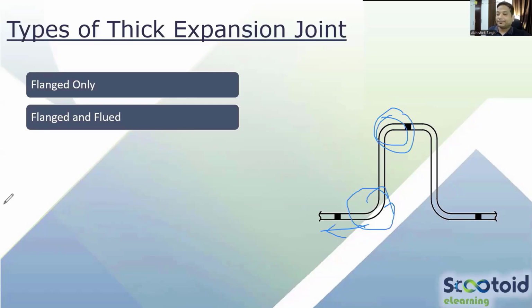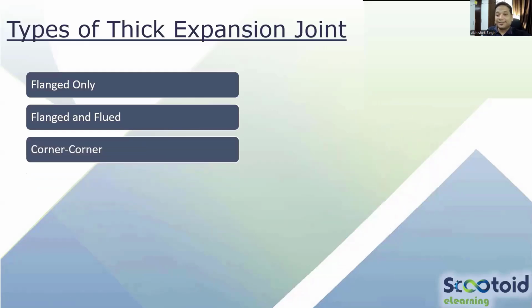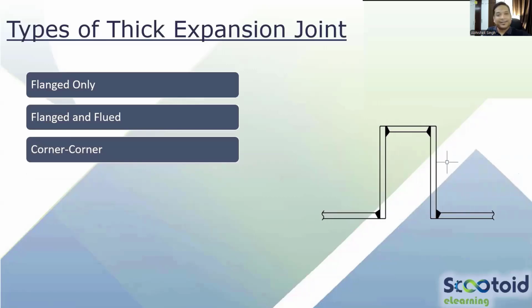Making sense? Yes. If yes, then this is the third construction, corner, corner. There is no round. There is no radius at both the ends. There's only corner. So we are calling it corner, corner type of thick expansion joint.